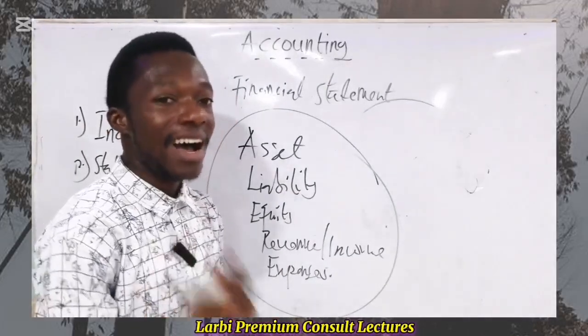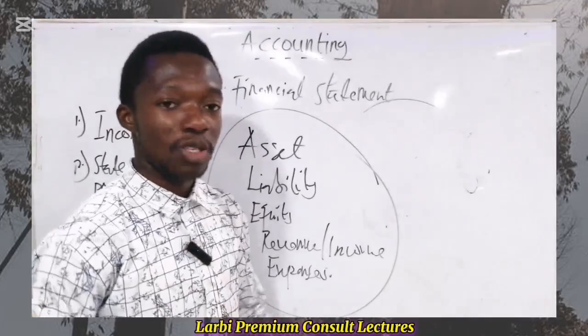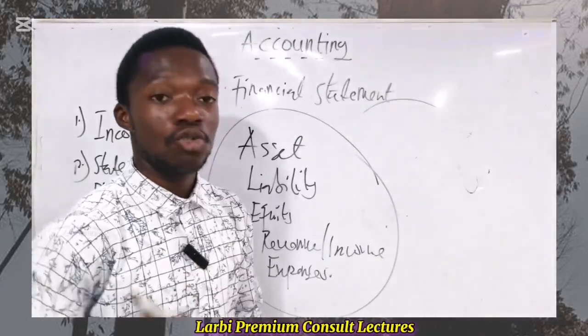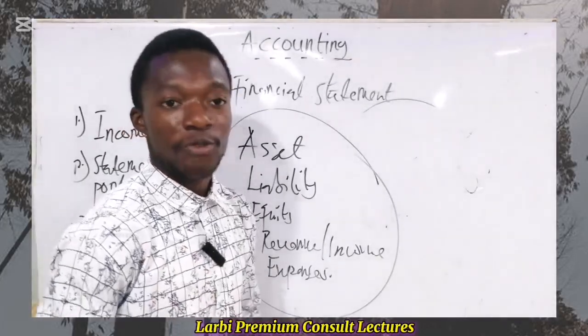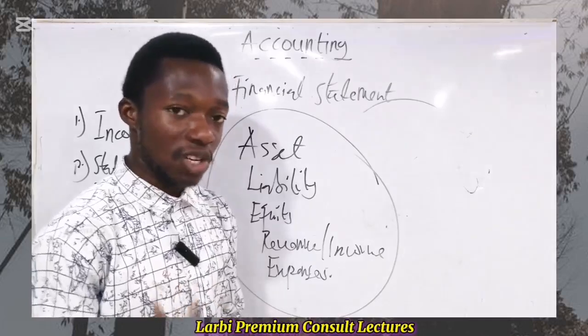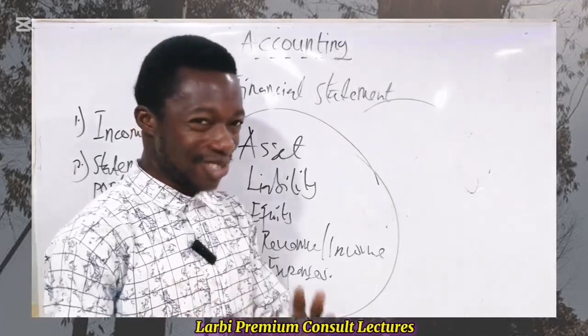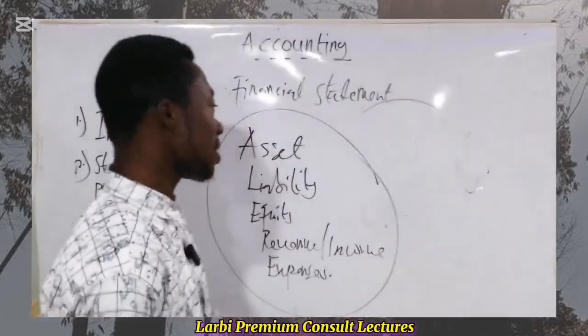We say that assets are resources controlled by what? An entity, right? To generate what? Future economic benefit. To generate future economic benefit. Even that is not enough, but just a brief understanding.